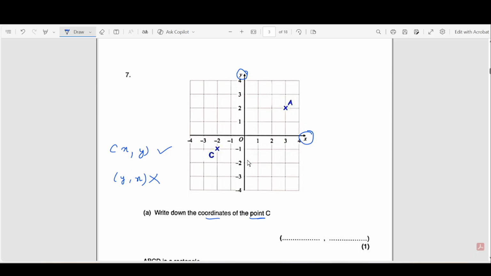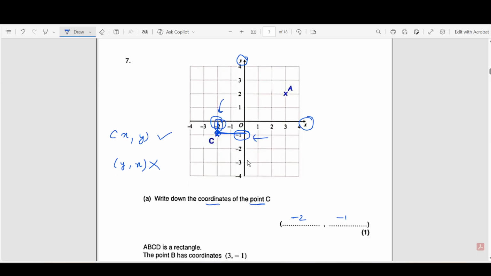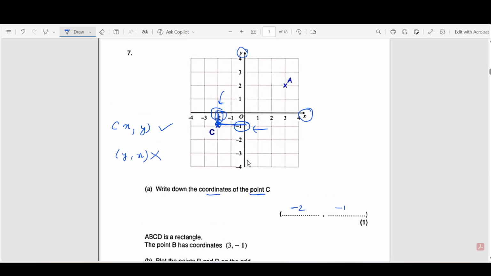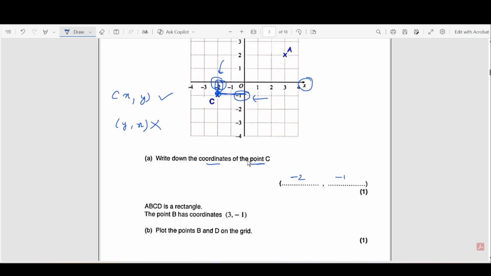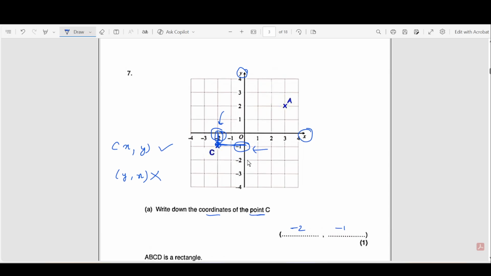So this is point C. First we check horizontal, and if you see, this is -2, right? And vertical is -1, right? For this point, x is -2 and y is -1. We can just draw lines like this, meeting at this point, and then check first the horizontal and then the vertical values. So this is the coordinate of point C. Okay, now let me just erase it to make it clear.